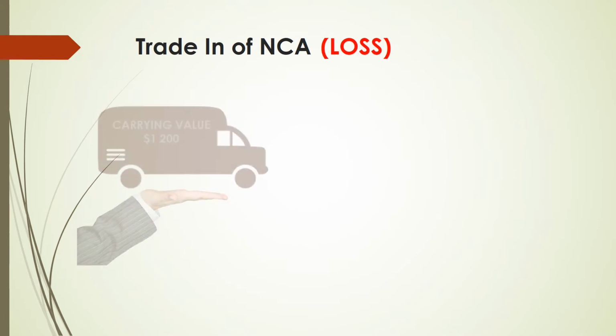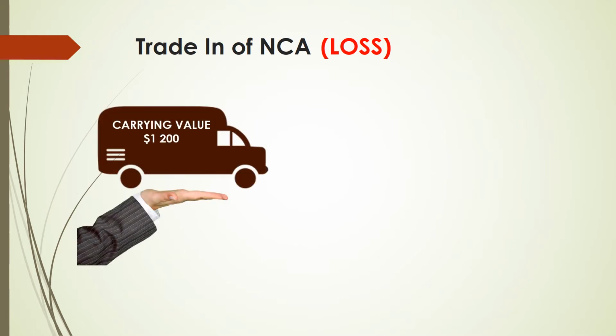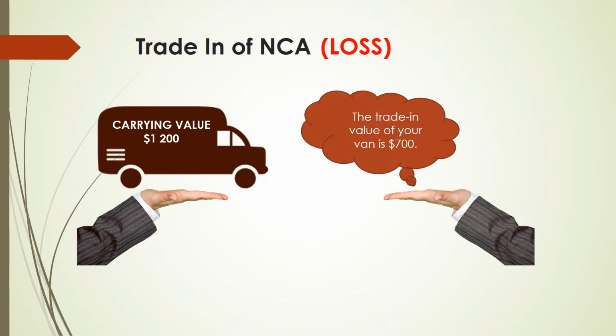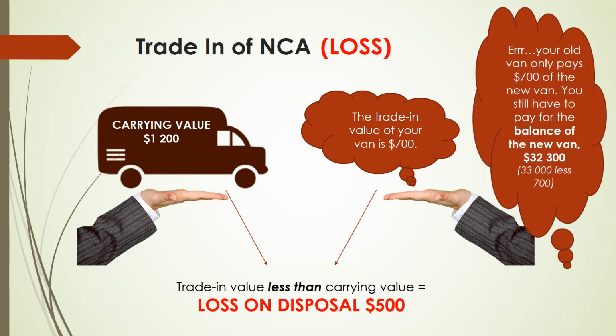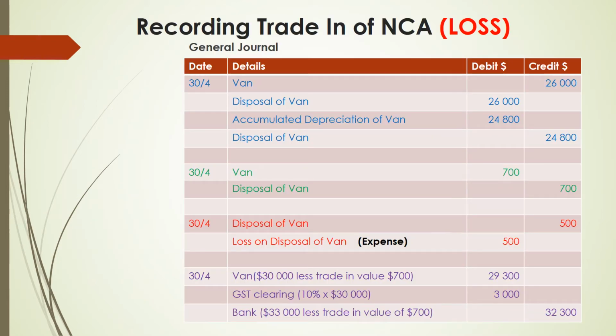So here we are trading in our old van with a carrying value of $1,200. The salesman at the shop reckons that the trade-in value of our van is only $700. In this case, because the trade-in value is less than the carrying value of the van, we have made a loss on disposal. The salesman also says, your old van only pays $700 of the new van. You still have to pay for the balance of the new van, $32,300. Recording a trade-in of a non-current asset is different to recording a cash sale of a non-current asset.